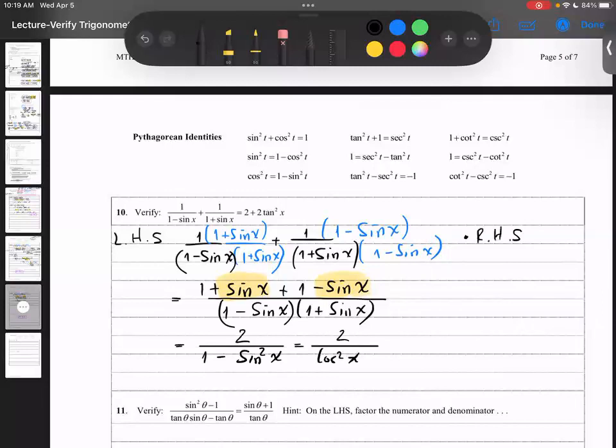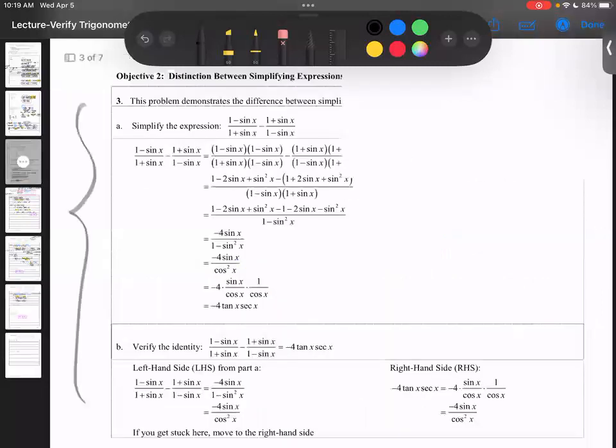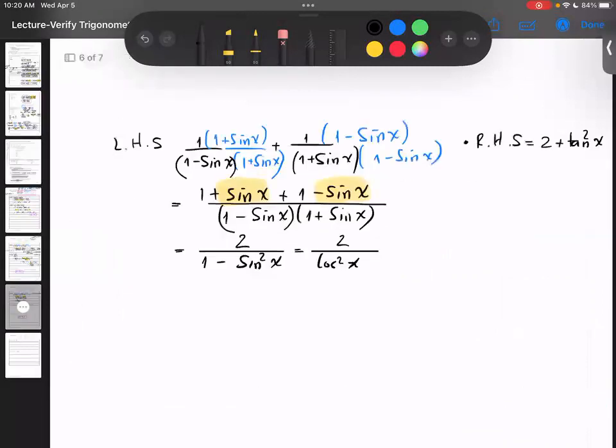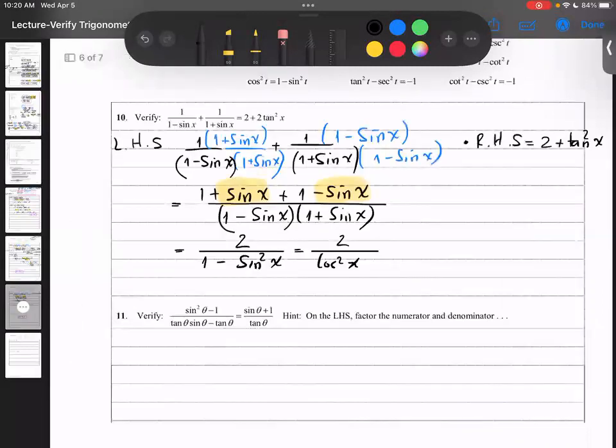2 plus tangent square x. Remember one of the things about identity, you look at the other side of the identity to get an idea of approach, right? All right, the right-hand side.